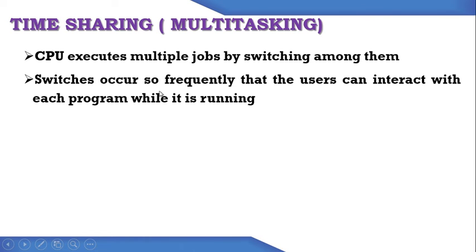the switching occurs so frequently that the user can interact with each program while it is running. This switching happens so quickly that the user can interact with the program while it is running. This was something that was not there in multiprogramming. Here the user can actually interact with the program even while it is running, because the switching between the jobs takes place very fast in this time sharing system.